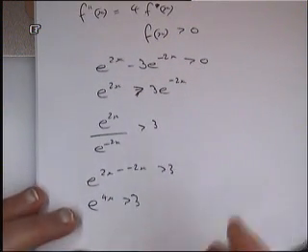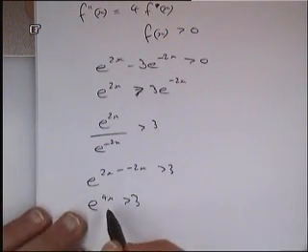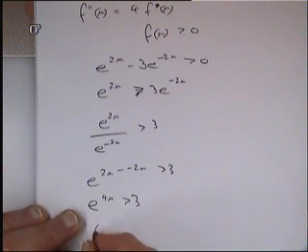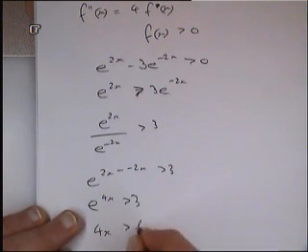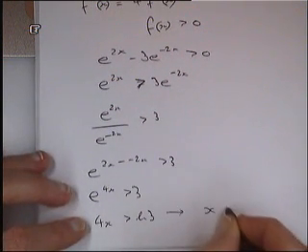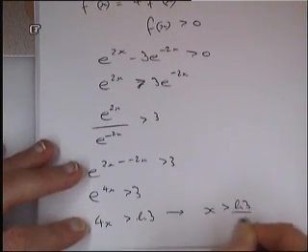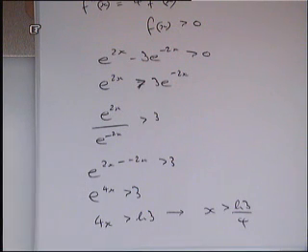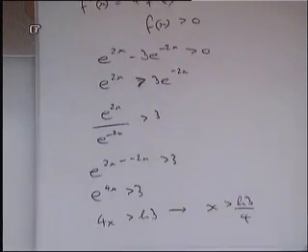Now I want to solve this for x. So if I take logs of both sides, basically getting rid of the e over here, I have 4x. And over here I have log of 3. And from there, if I divide both sides by 4, I get x is greater than log of 3 over 4. So the set of values that this works for is x is greater than a quarter of log 3.